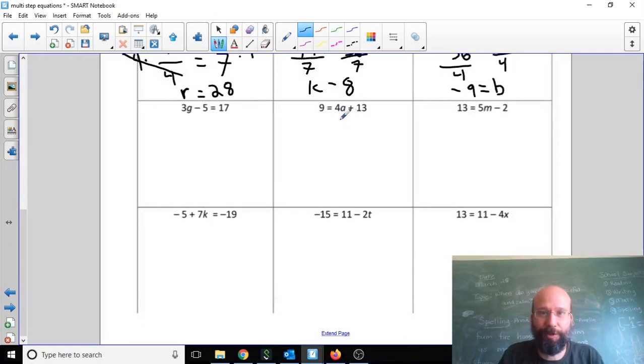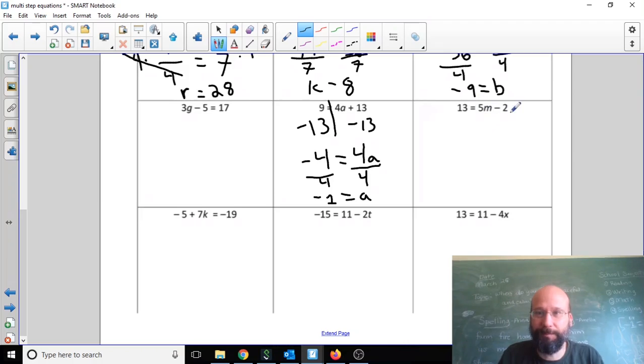All right, let's do this one. We're solving for a. We have a multiplication and addition. I'm going to do the subtraction from both sides first. 9 minus 13 is negative 4 equals 4a. This is multiplication, so I'm going to divide by 4. Negative 4 divided by 4 is negative 1 equals a.